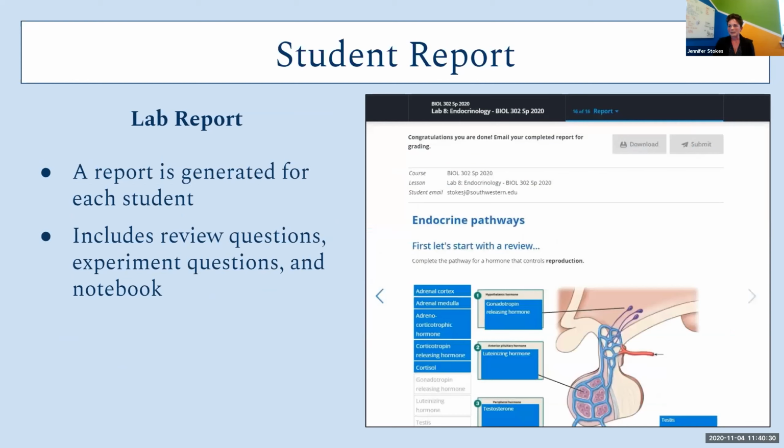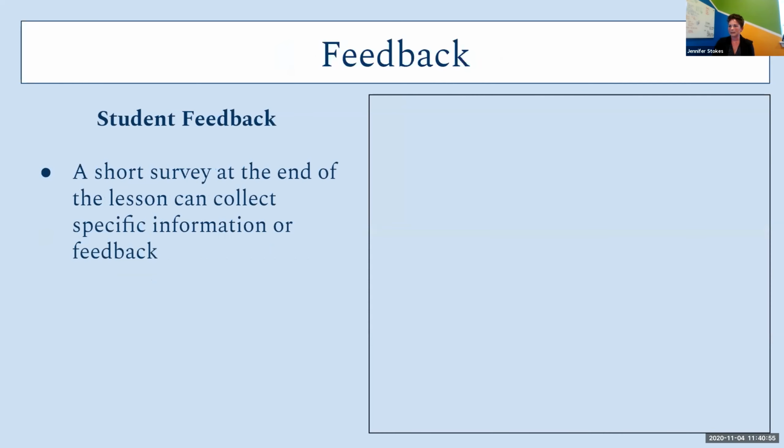At the end of the lab, a student report is generated, and this is what the instructor will assess, or what I always look at. So it's automatically sent to me as a PDF, and it includes everything that they answered on the review questions, the experiment questions, the tables, and then their entire notebook. Because I told you the entire notebook is what I'm really looking at to assess their grade and their thought process. Again, if you wanted to set this up as a group report, you could do that as well, but I had them all individually sent to me too.